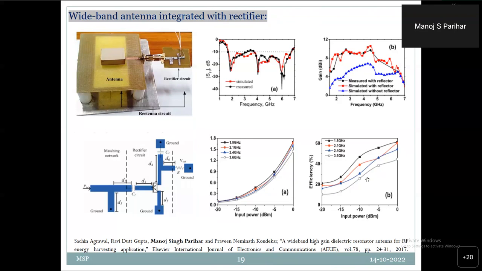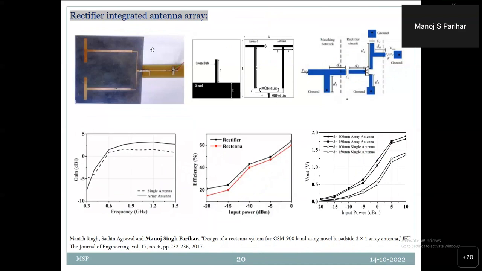Then we can have an array of antennas, a rectifier integrated antenna array. We can have an array of antennas at the same frequency, so we can enhance the incoming RF by making an array of antennas. If you know the signal direction, the location of your RF source, you can have an array of antennas or an array of rectifier integrated antennas. You can combine the power from two antennas by using a power combiner, then follow it by the rectifier circuit. You can compare, and this is the gain.